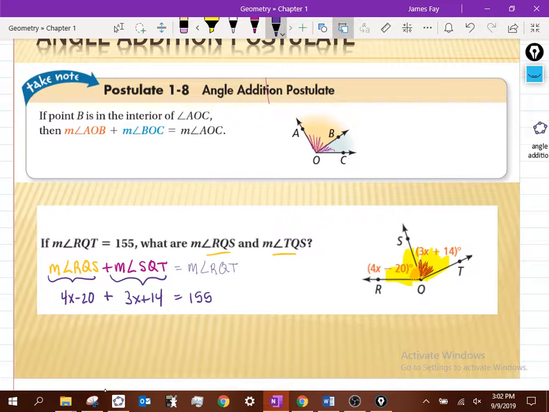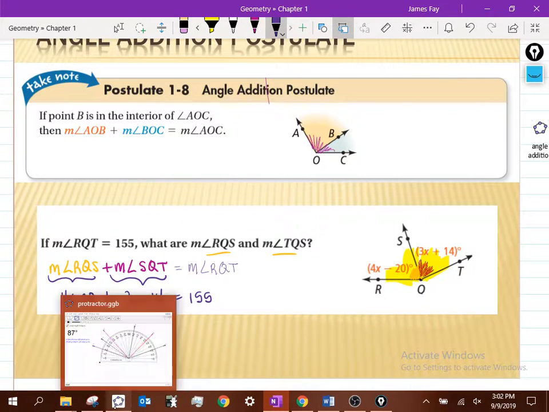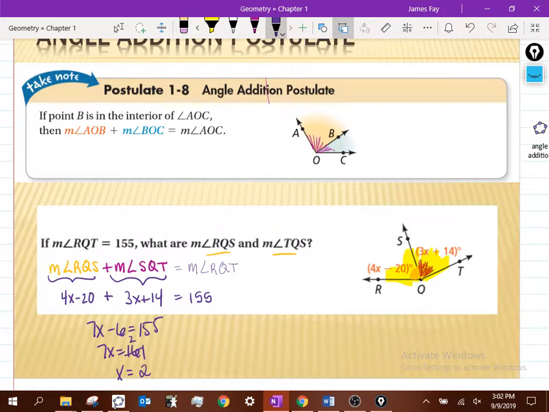And now, hopefully, we can solve that. We get, what, 7x minus 6 equals 155. Add 6 to both sides. How many times does 7 go into 16? Twice, right? Now give me 14. So that 16 is going to change to a 2. So now I'm left with 21. How many times does 7 go into 21? 3 times, right? Okay, so 161 divided by 7 is 23.